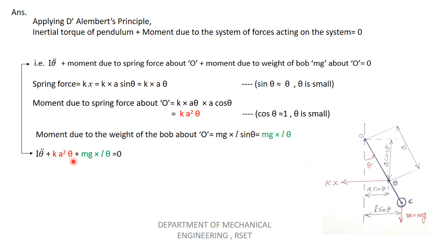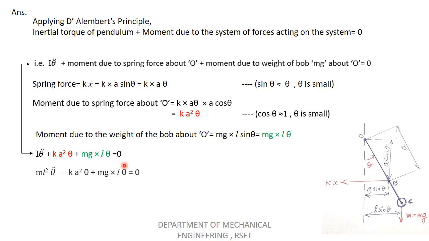That is why it is also taken as positive, because the inertial torque is clockwise, the spring torque is clockwise, and the torque due to the weight is also clockwise. So everything has been taken as positive. Okay. So the net moment due to the system of forces plus the inertial torque or inertial moment is equal to 0.